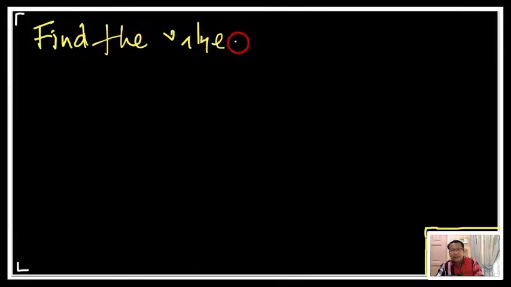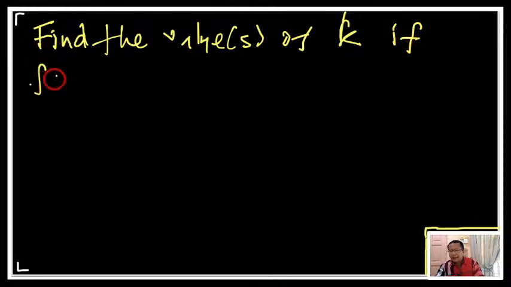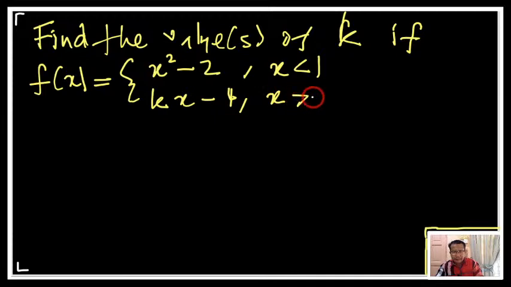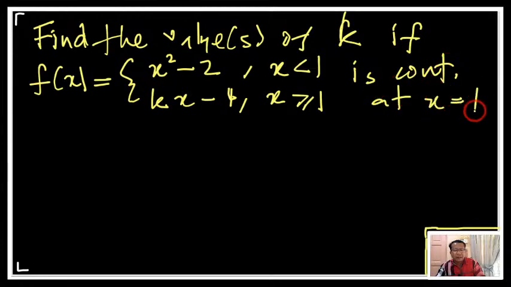Okay, next question would be something like this. Find the value or values of k if f(x) equal to x square minus 2 for x less than 1, and kx minus 4 for x greater than or equal to 1, is continuous at x equal to 1. It is continuous, so find the value of k.